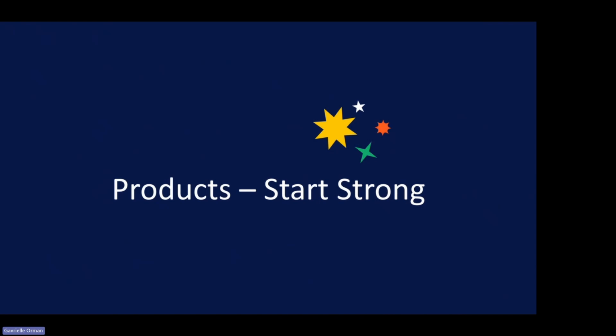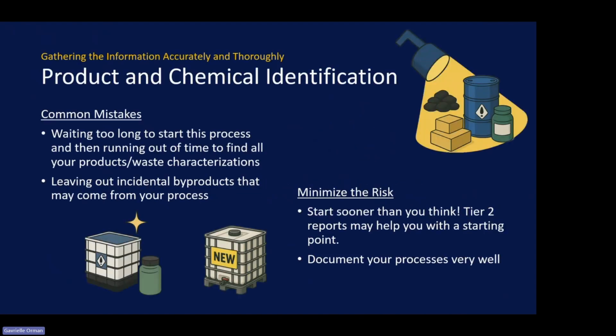So let's talk about products and starting strong in the reporting to avoid these errors. Gathering up your information both accurately and thoroughly is going to be really important for TRI reporting. So getting your product and chemical identification right. One of the biggest mistakes I see people make is waiting too long to start this process, and then you run out of time trying to collect all of your product information and all of your waste characterization information. So always try to start your inventorying sooner than you think.